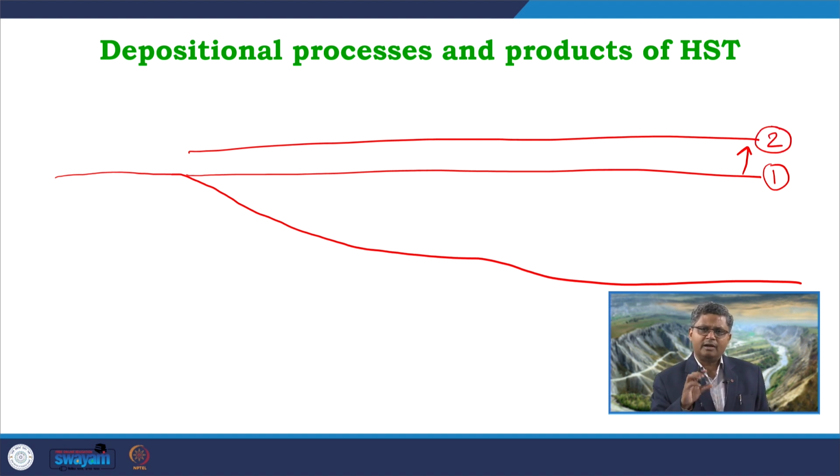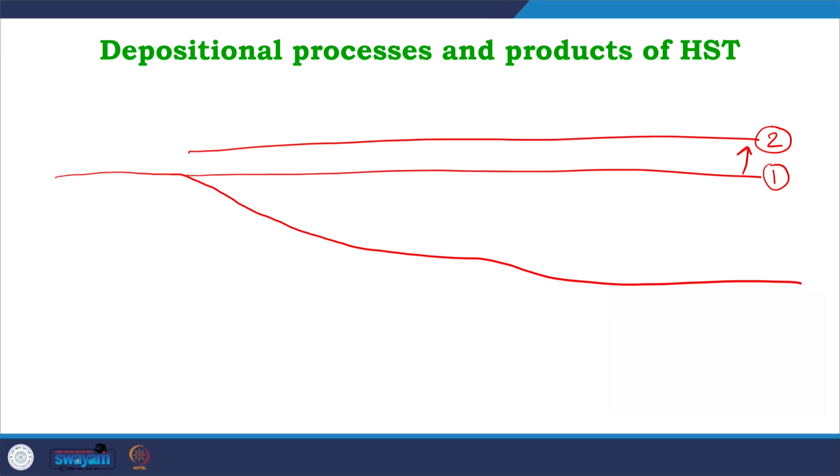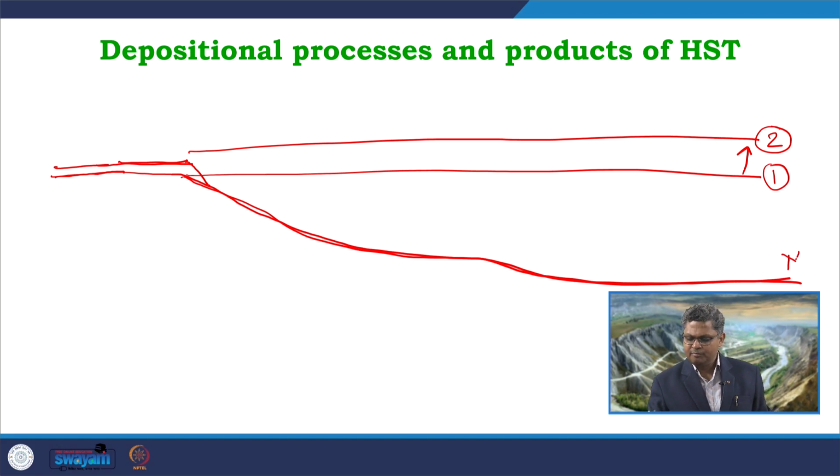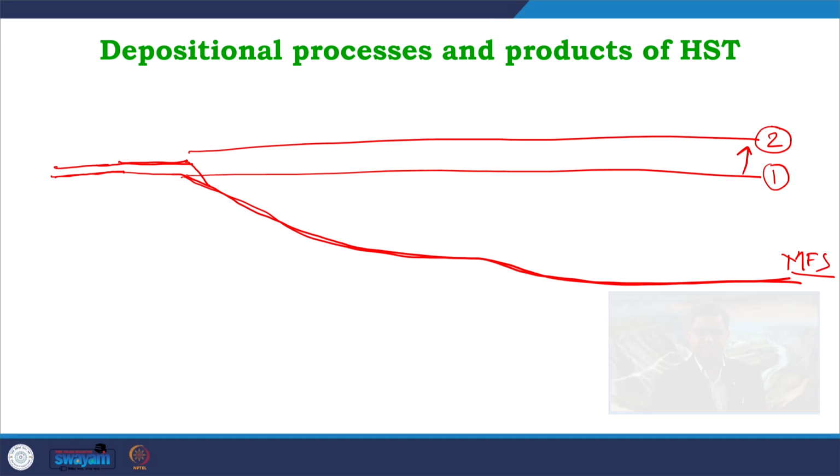For this much of rise, we are getting some extra accommodation, and due to that extra accommodation, the first manifestation that we will get over here is the aggradation of the fluvial systems. So, the fluvial systems which are here at the end of the previous transgressive phase, on that the fluvial system will try to aggrade, and along with that it will prograde. Definitely this substrate on which this is happening is the maximum flooding surface, which marks the end of the transgression and start of this HST.